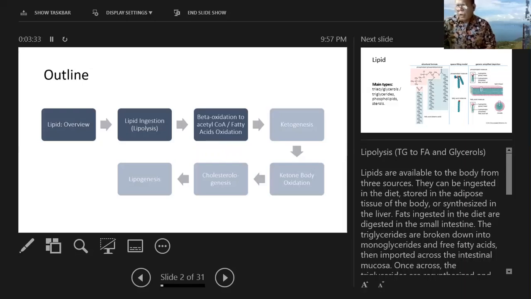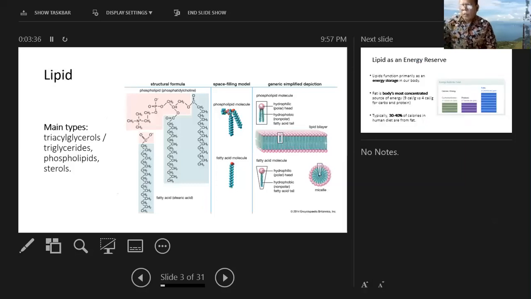Then let's see the main types of lipid. Lipid consists of triacylglycerol, triglyceride, phospholipid, and sterol. Let's see the structure of these lipids. This is the structure of a fatty acid. This is stearic acid. And the upper side is the phospholipid.